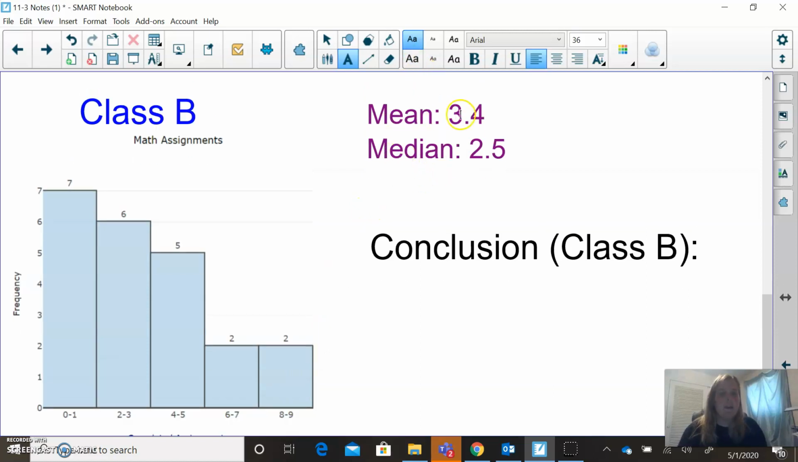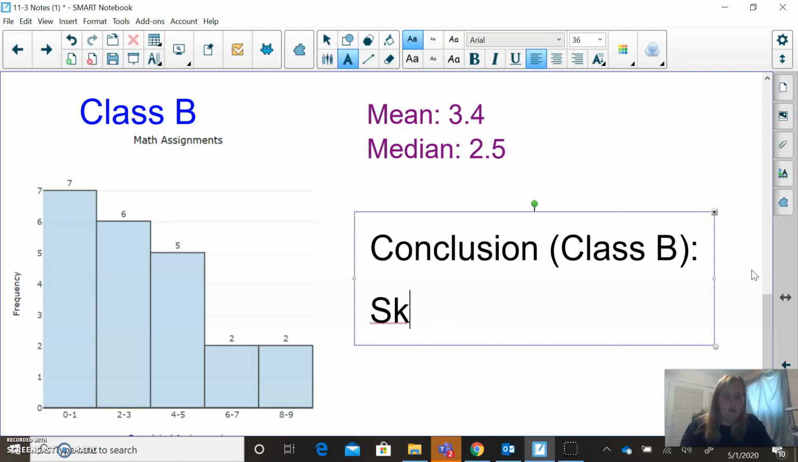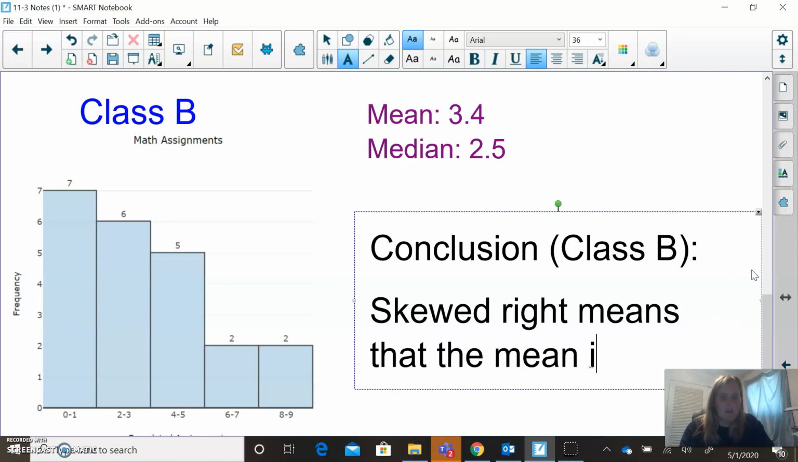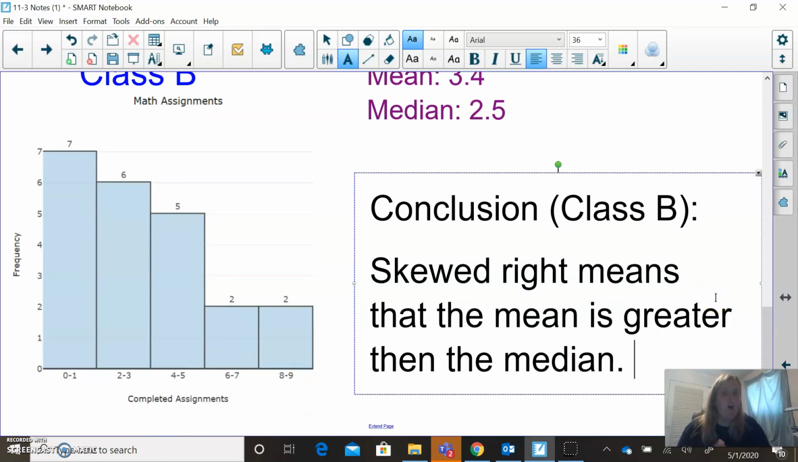So if you look here, our mean is 3.4, but our median is 2.5. So the mean is higher than the median. So this is considered a graph that is skewed. It is skewed right. Skewed right means that the mean is greater than the median. This is a skewed right graph, and they all will look like that, where it's very heavy in the left and very low on the right-hand side.